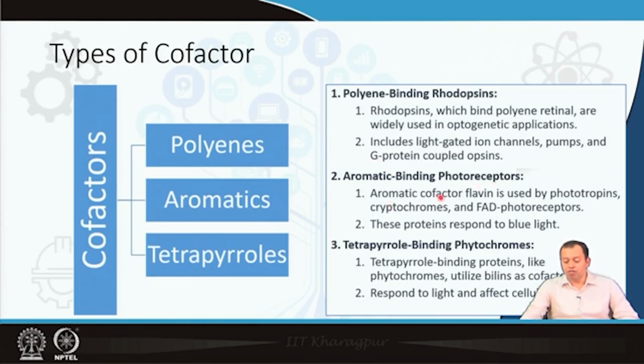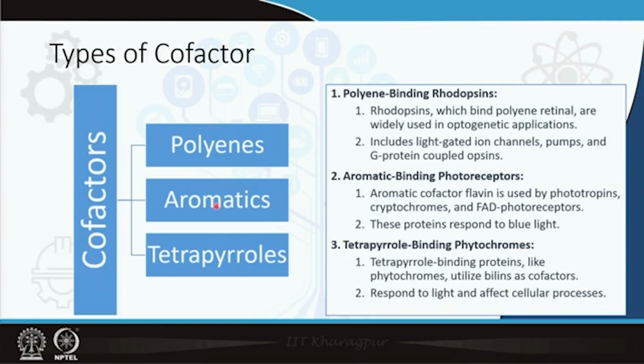Aromatic-binding photoreceptors: the aromatic cofactor flavin is used by phototropins and FAD photoreceptors. These proteins respond to blue light. This aromatic molecule is specifically for blue light. And then tetrapyrroles. Pyrroles, you probably know, are very common these days. Pyrroles are these long chain molecules used in enzymes, solar cells, and supercapacitors. Chemists will probably know. So, tetrapyrroles are long chain molecule types. They bind proteins like phytochromes, utilize bilin-type cofactors, and respond to light and affect cellular processes.